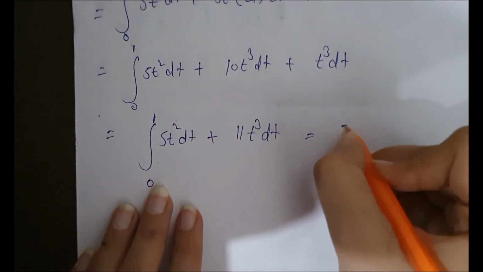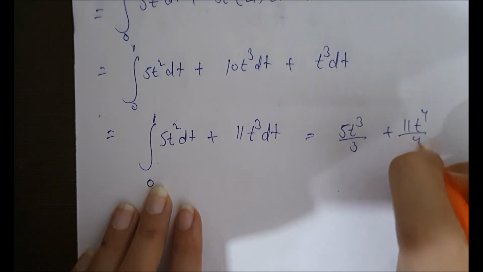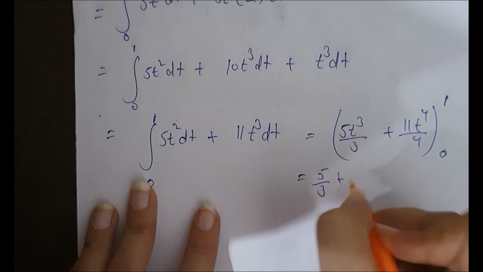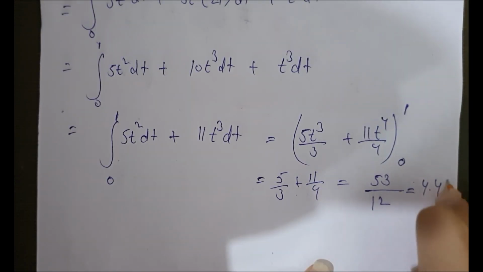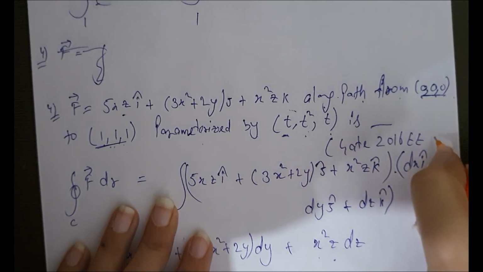Now solve it. It will be 5t cube by 3 plus 11t to the 4 by 4 from 0 to 1. This will be 5 by 3 plus 11 by 4, which is 53 by 12, and we can write it as 4.41. This was a 2016 electrical question, 2 marks.